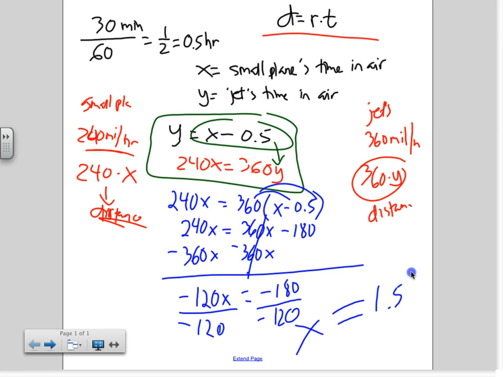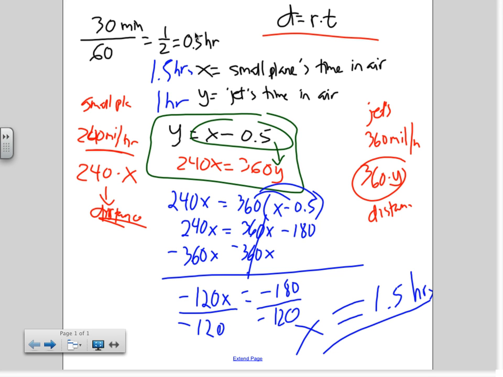1.5 what? Hours. So we agree that x represents the small plane's time in air. Then what's the time that the jet stays in the air? 1 hour. Yeah. All you have to do is take that, plug it right here. 1.5 minus 0.5 is 1 hour. So the small plane is 1.5 hours, and the jet is exactly 1 hour. And if you don't believe me, do this. 240 times 1.5. Guess what? It's 360 miles. 360 times 1 is 360. So at that point in time, they're 360 miles from the base, but they are neck and neck with each other.